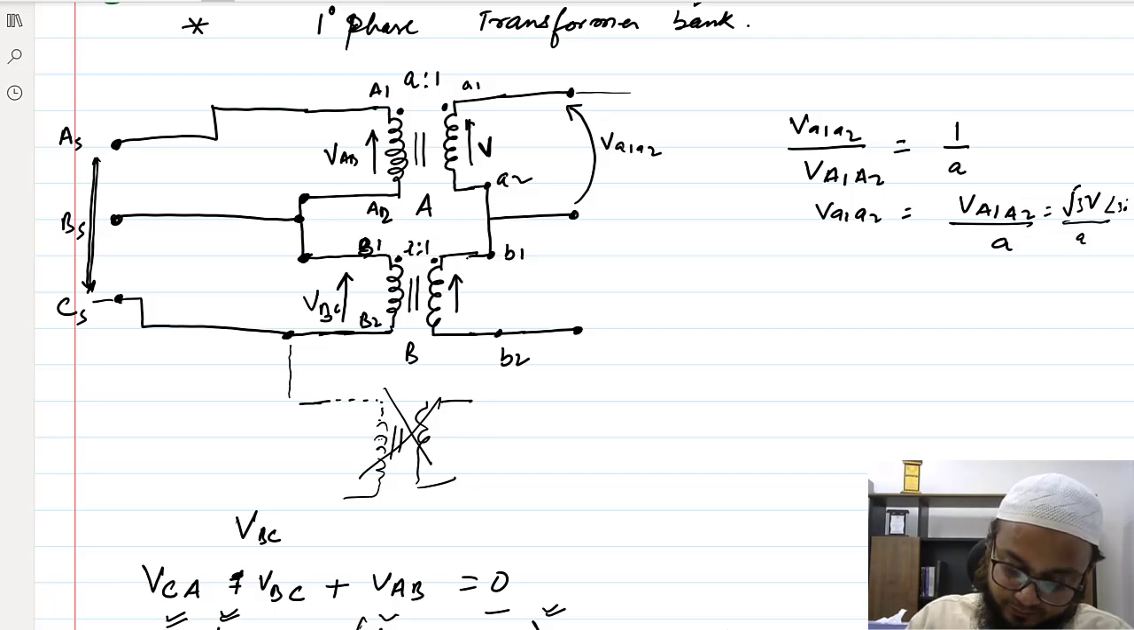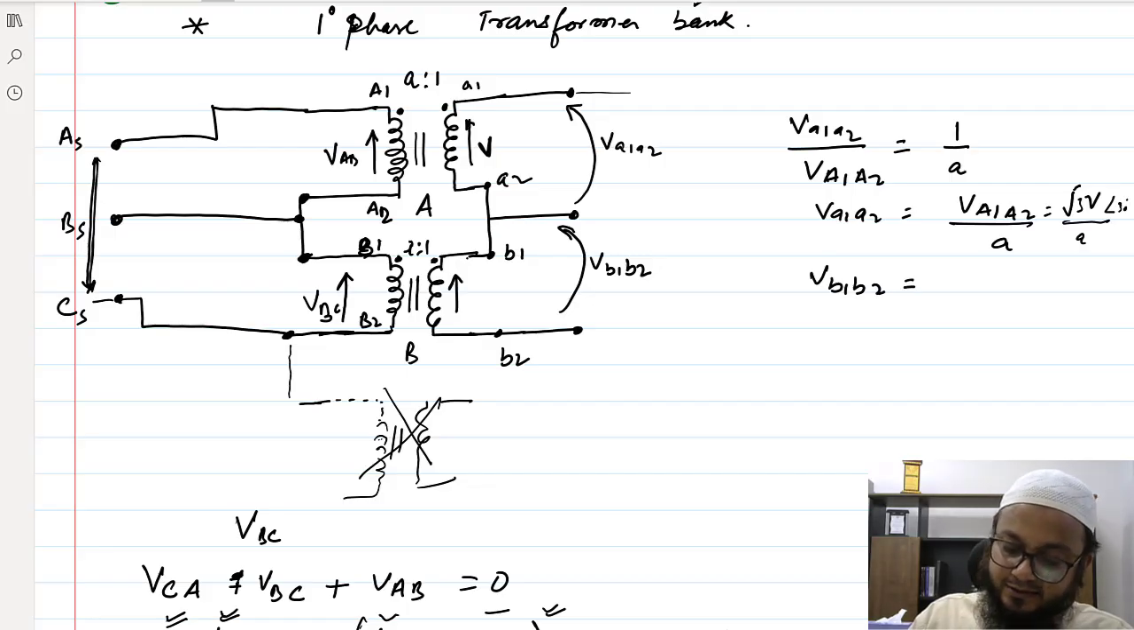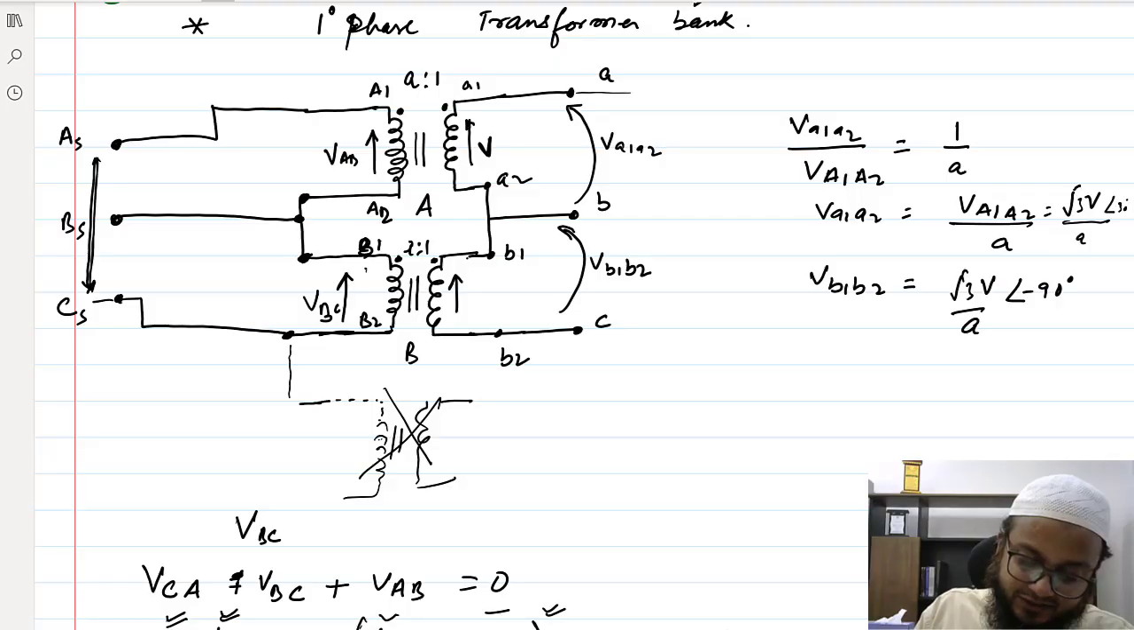What about VB1,B2? So this is A, this is B, and this is C. VB1,B2 would also be root 3 V by A, but at an angle of minus 90 degrees, as the voltage appearing here is BC, right? Line voltage VBC. So VA1,A2 is nothing but the line voltage VAB, and this is nothing but the line voltage VBC.